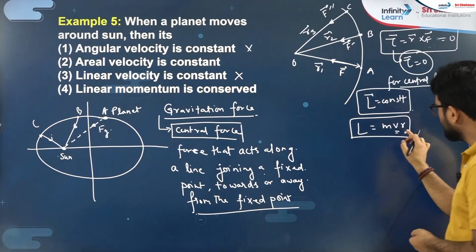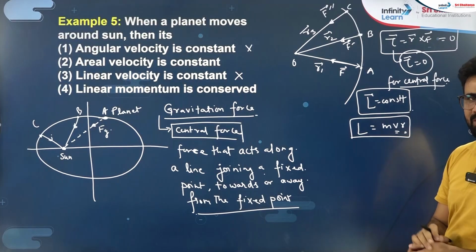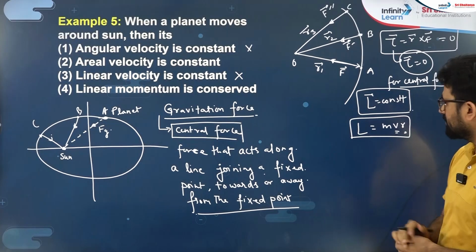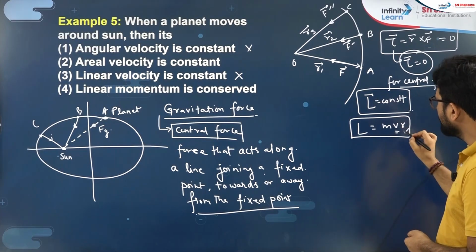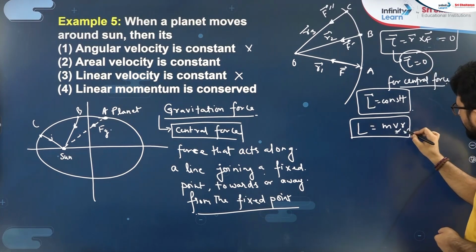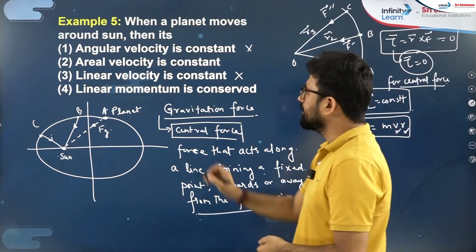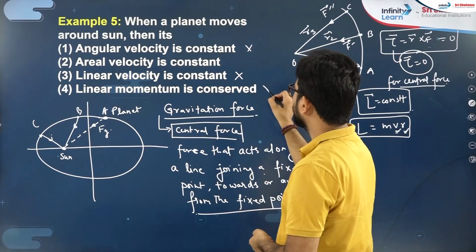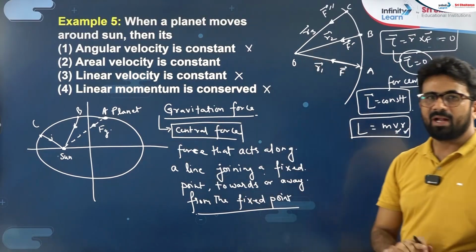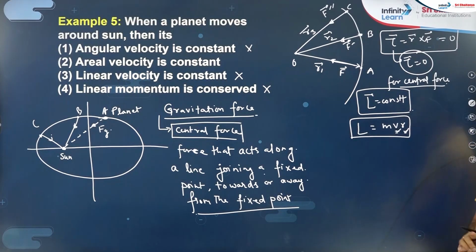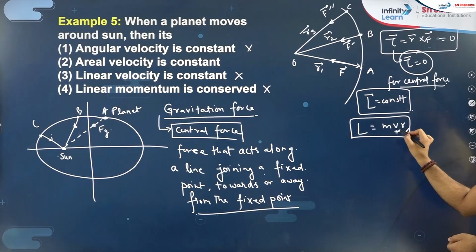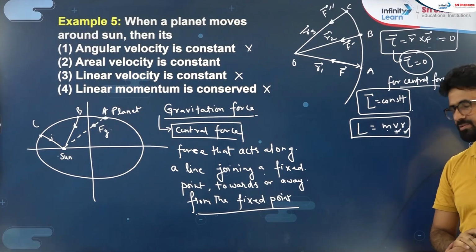And this is nothing but v into r, which is equal to a constant, c. If r is going to increase, v is decreasing. If r is going to decrease, v is increasing. We will see that also. Next, is linear momentum conserved? Definitely not, because the force is acting, and due to that the velocity is changing. Velocity will change, v is changing, so linear momentum also changes.